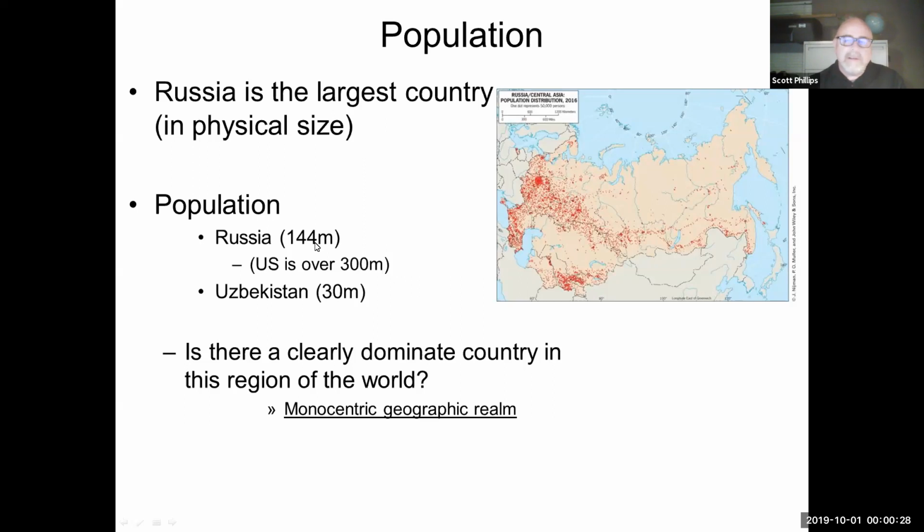The next most populated country in this realm is down here. One of the Stans, Uzbekistan, has 30 million people. And the reason why I want to highlight that is that note that this population of Uzbekistan is far smaller than the large country of the realm, which is Russia. So as a reminder, we had a term in the beginning of the course called polycentric versus monocentric geographic realms. Europe was a good example of a polycentric realm, where the countries were more or less equal, whereas in this realm, Russia is clearly the dominant country. So this would be a monocentric geographic realm because of the dominance of Russia.